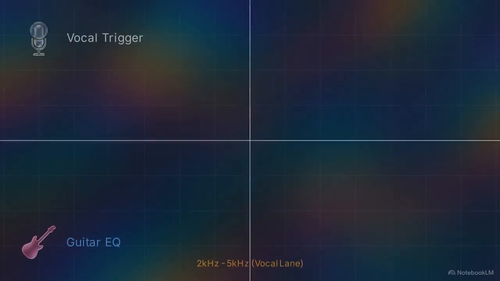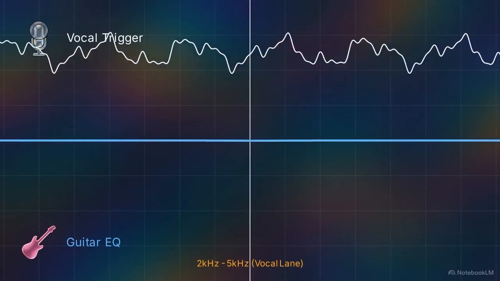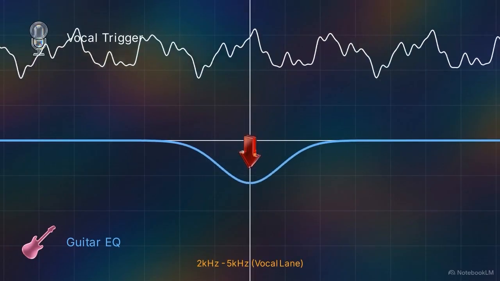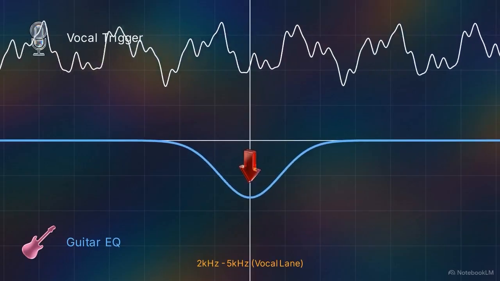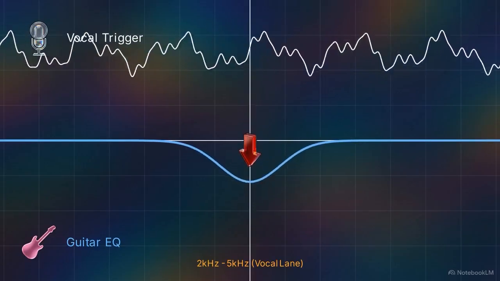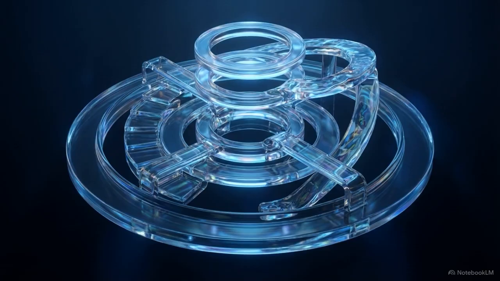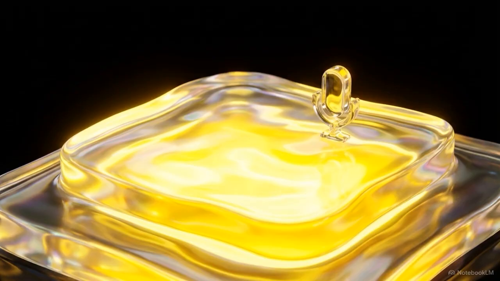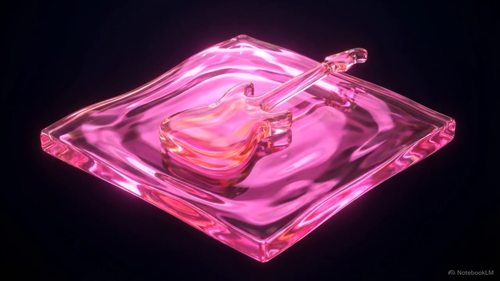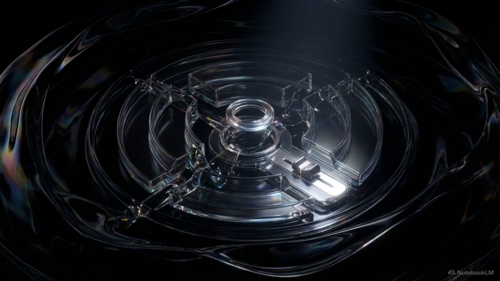We use the vocal as a trigger. The guitar's frequency curve dips down to create a lane only when the vocal waveform is present. Once the singer stops, the guitar returns to full strength, stepping back only to prevent a clash. This creates a system where every layer has a specific moment to be the priority. The mix breathes, because its components are taking turns being the center of attention.